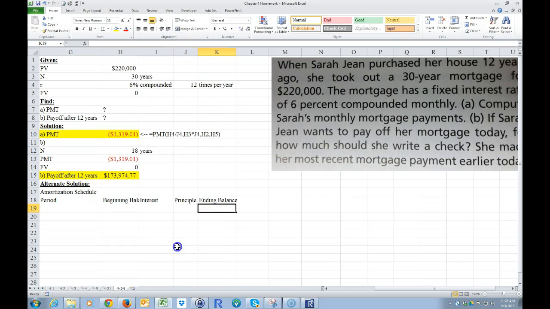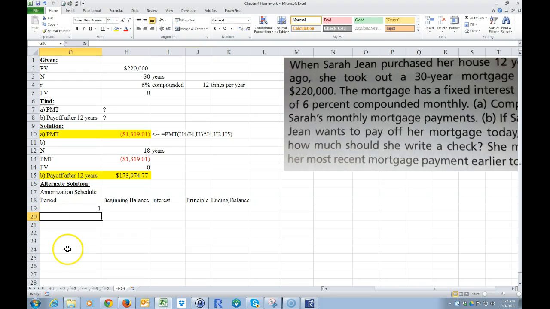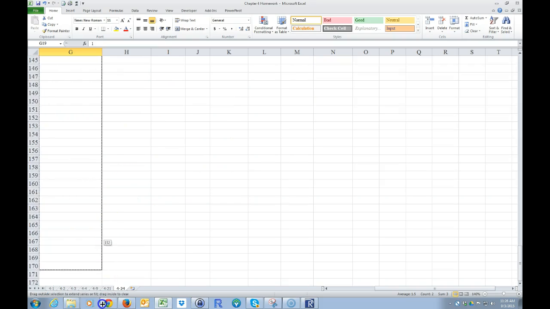Okay, so I'm going to start out with period 1, and then go to 2. And we can just highlight this and go all the way down to 360, because there's 360 payments in the loan. So go all the way down until it says 360. Okay.